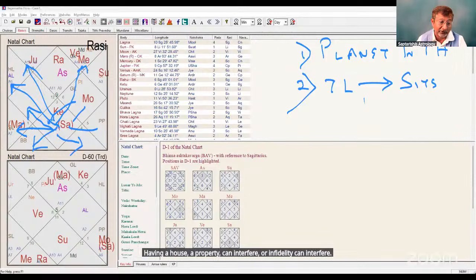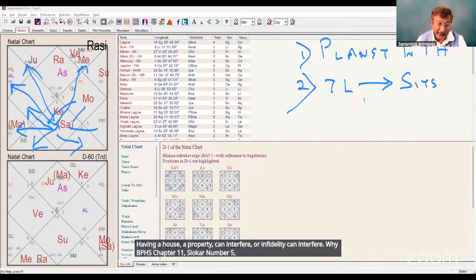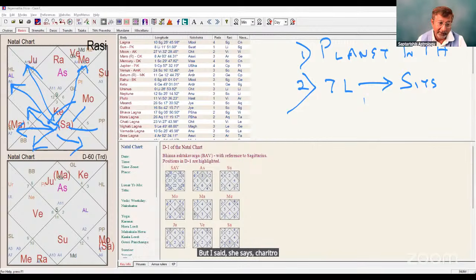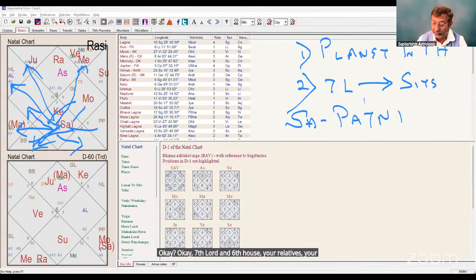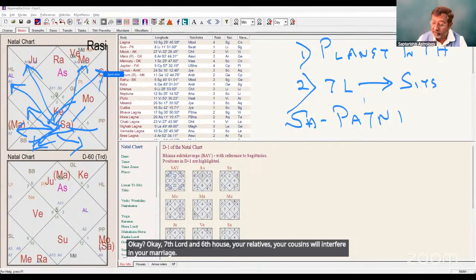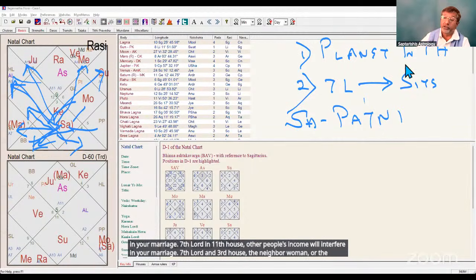Why? BPHS chapter 11, shloka number 5, Parashar Rishi says charitra. Done, everybody, infidelity. Seventh lord in the sixth house, it is sapatni. BPHS chapter 11, shloka number 7, Parashar uses the word sapatni. Parashar Rishi uses this word, other woman. Seventh lord in the sixth house, your relatives, your cousins will interfere in your marriage. Seventh lord in the 11th house, other people's income will interfere in your marriage. Seventh lord in the third house, the neighbor woman or the neighbors will interfere in marriage.